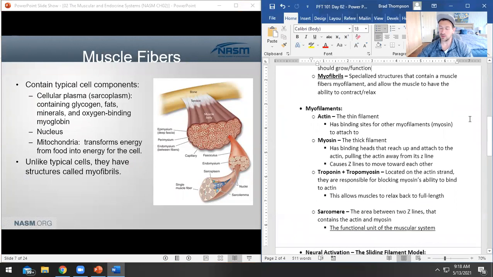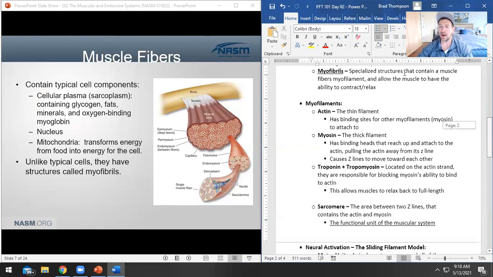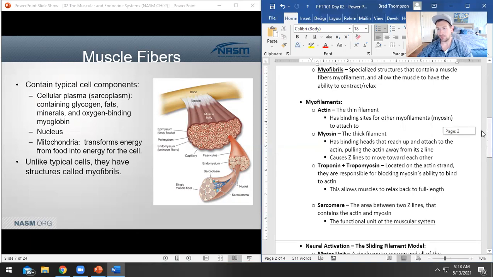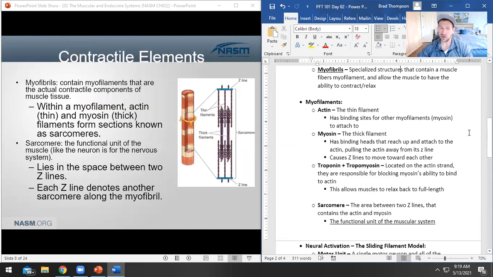But the big one that we're going to probably spend most of our time on are myofibrils. So we talked earlier about myofibrils, right? They're those little rods that run end to end within our muscle cell. A myofibril is a specialized structure that contains a muscle fiber's myofilaments and allows the muscle to have the ability to contract and relax. So a myofibril is this big rod with all these proteins on it. And those proteins are called myofilaments. So we're going to break down what those myofilaments are and how they work.